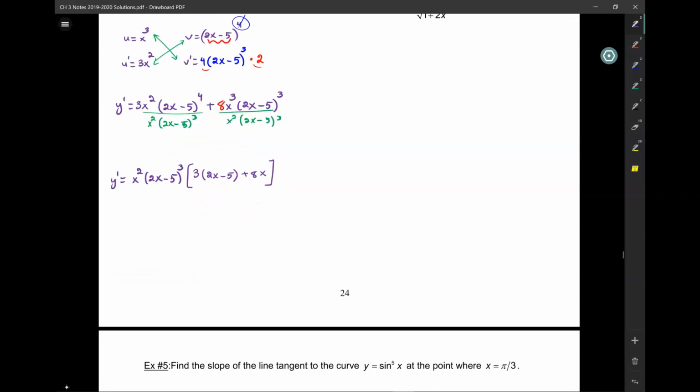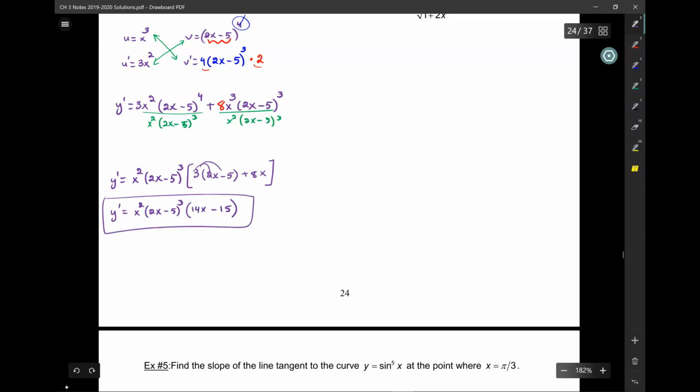And then I can simplify that even further. So y prime is x squared, (2x minus 5) cubed, and then I distribute the 3. So I have 6x plus 8x, 14x, minus 15. Okay, this might be a multiple choice question, and the answer will be like what I've boxed. So you have to work super fast and get it into that form.